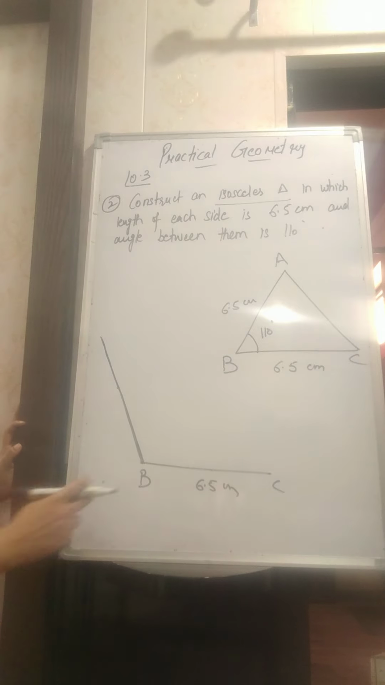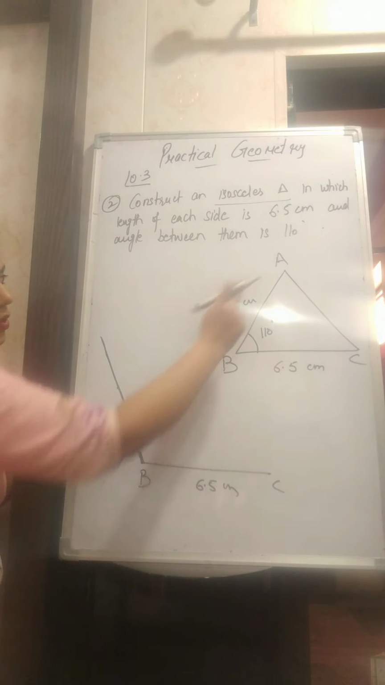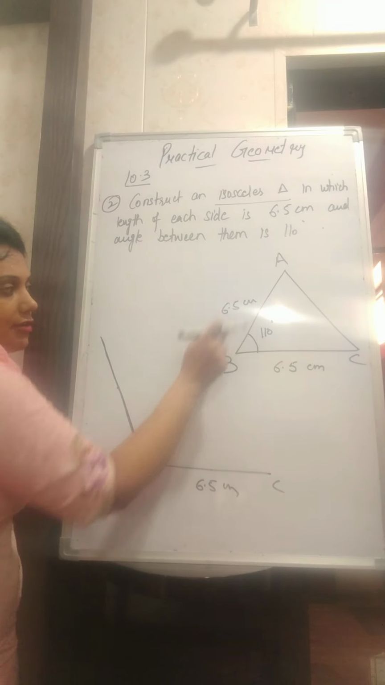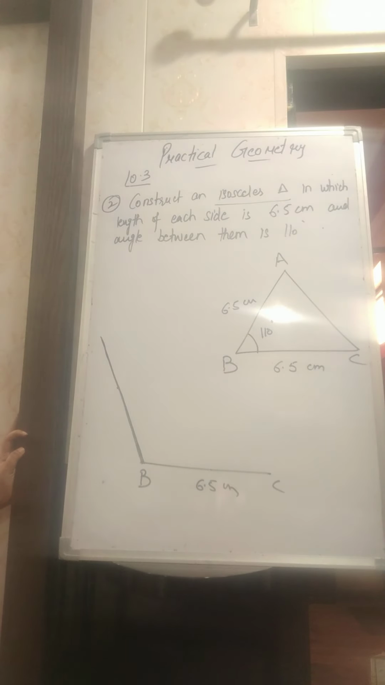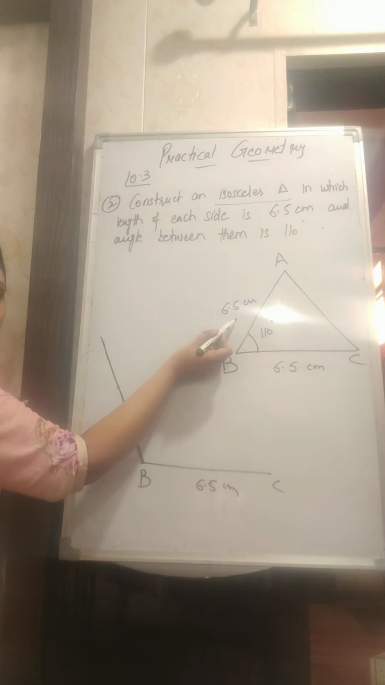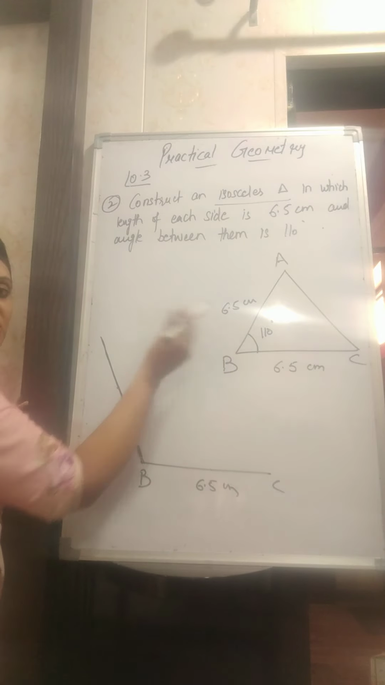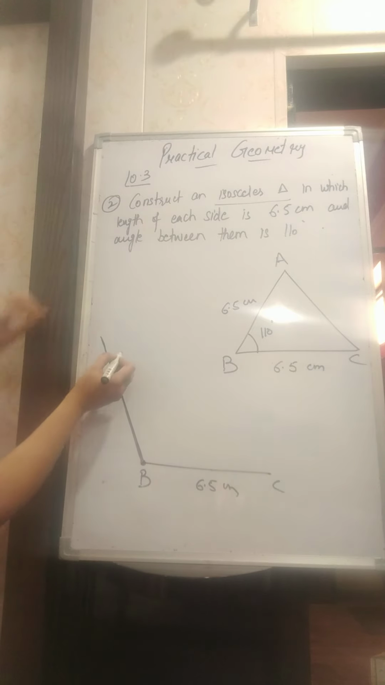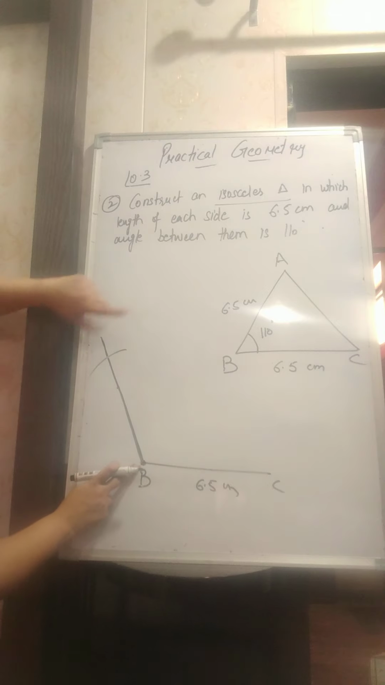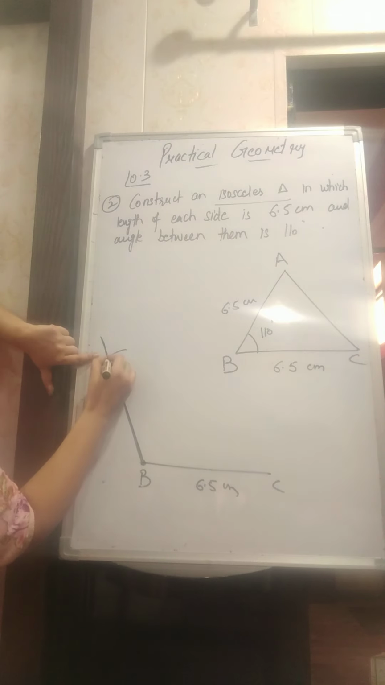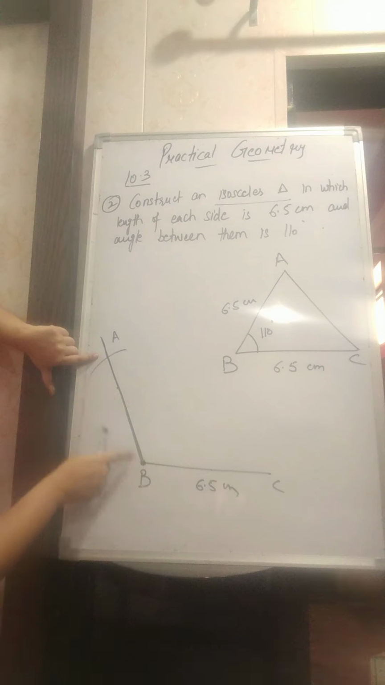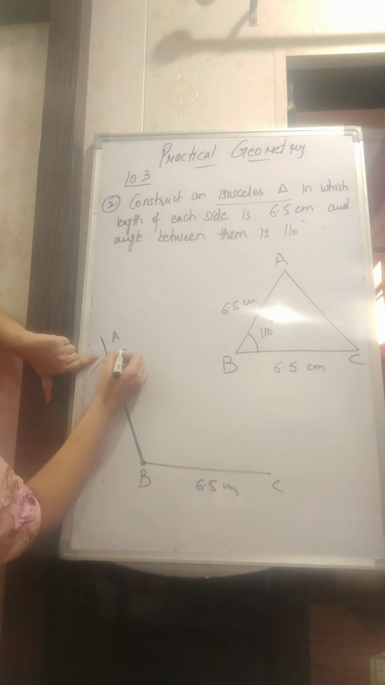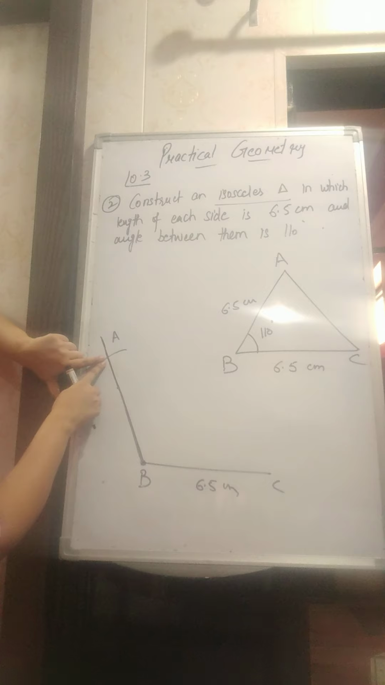Now the next step is to get point A. Now you can see the distance of A from B is 6.5 centimeter. So again, what you will do, you will open your compass to a radius of 6.5 centimeter, and with B as a center, you will make an arc, right? And this is your point A, where the 110 degree line and the 6.5 centimeter arc will intersect.